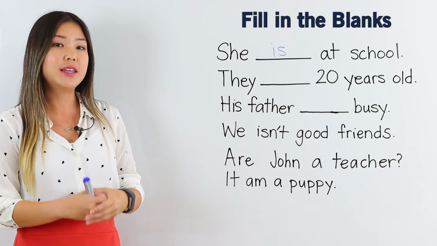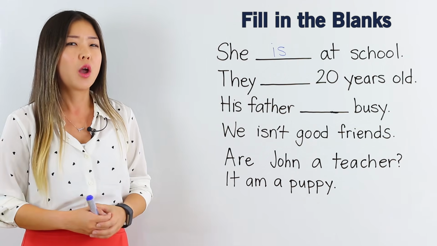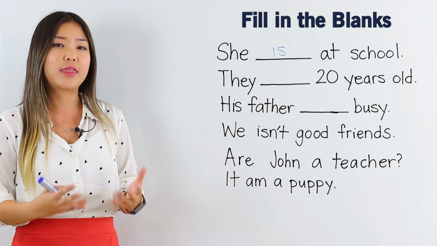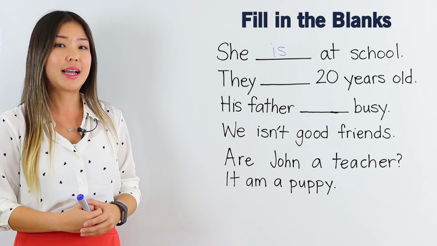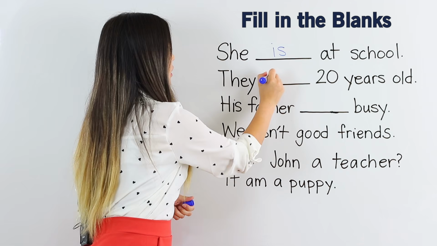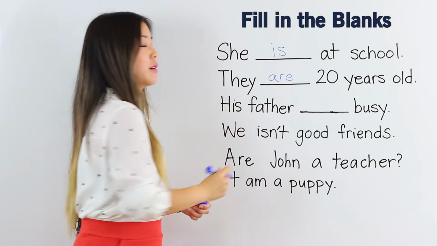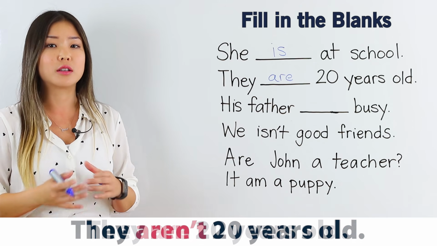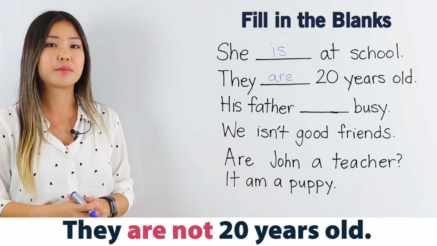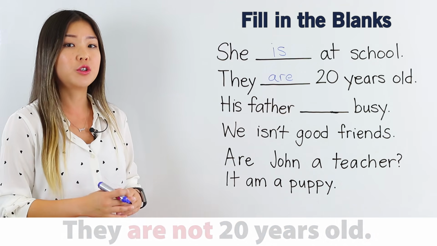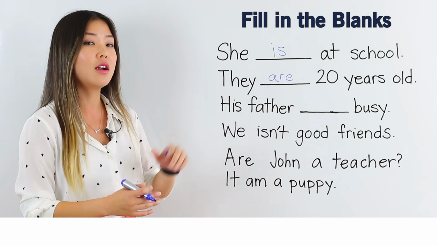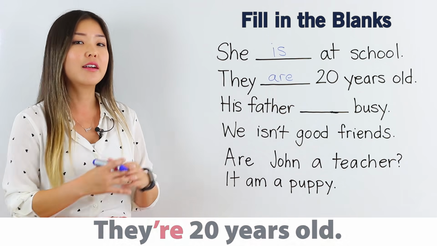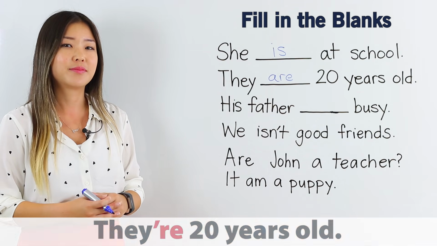The subject of this sentence is they. What be verb do we use for they? The correct answer is are. For the negative, you can also use aren't or are not. Also, if you want to use the contraction for they are, you can say they're 20 years old.